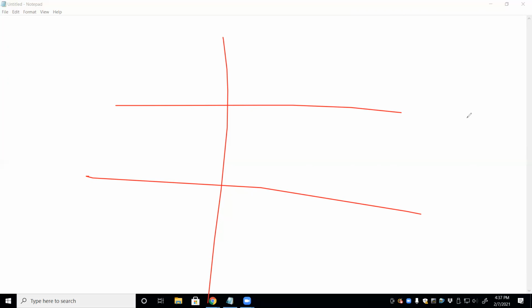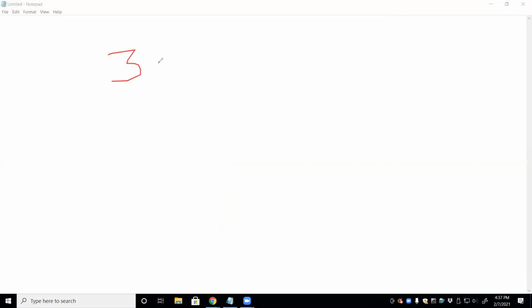Right. Okay, this is another quick one. So the function is 3x to the 4th as the limit of x approaches infinity.